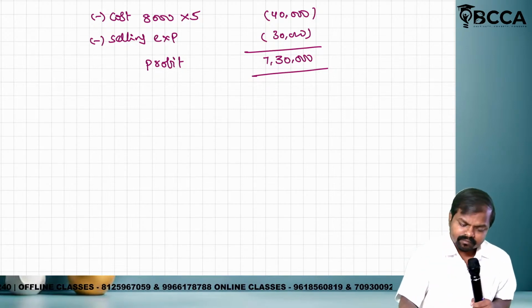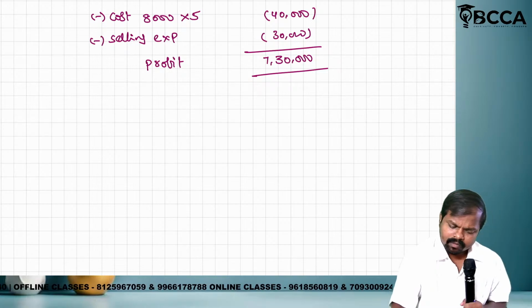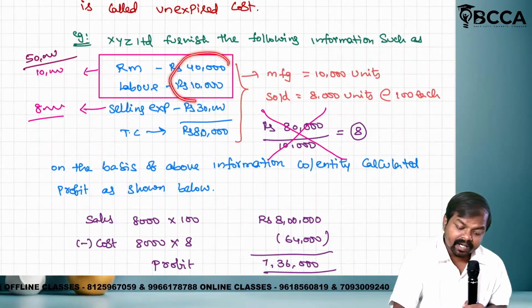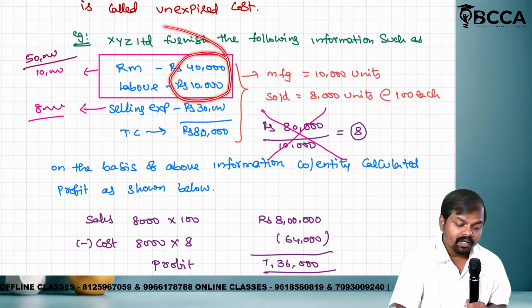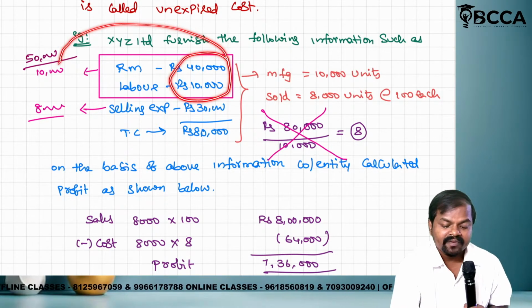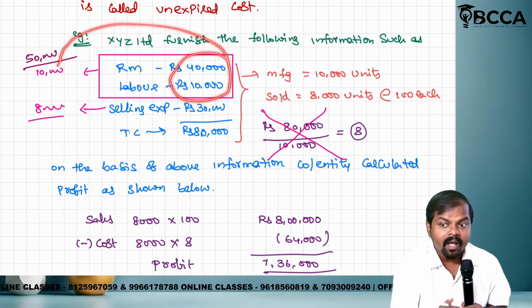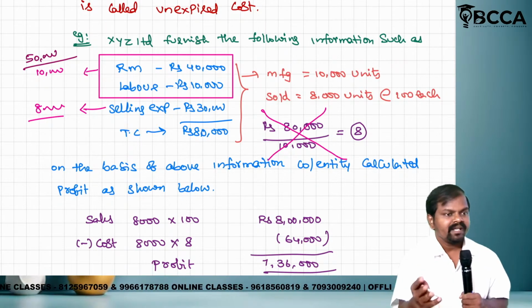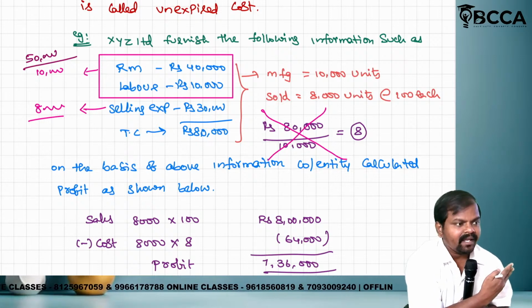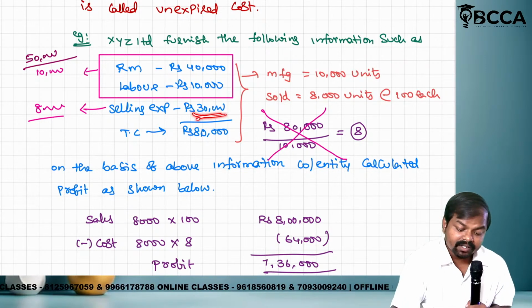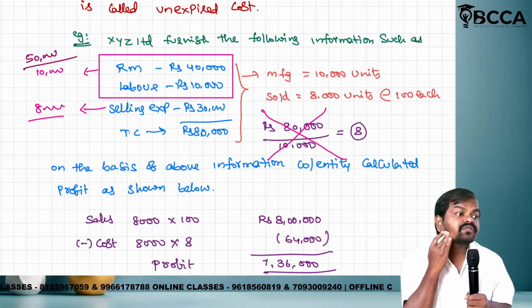Okay. Now, here 50,000 is incurred for how many units? 10,000. Instead of 10,000, we can say 50,000 rupees is incurred for manufacturing units. 30,000 is incurred for sold units.